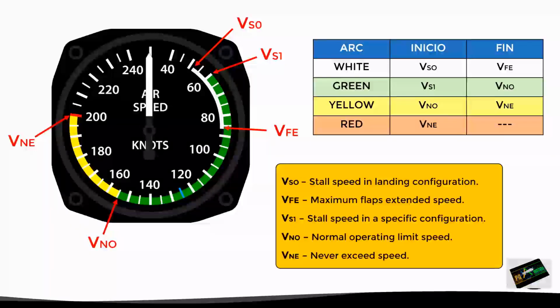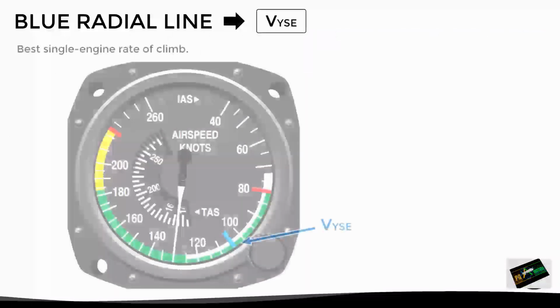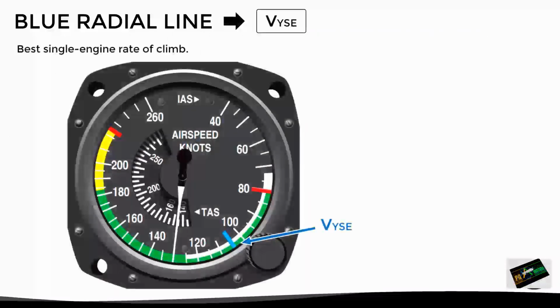Up to this point, we have seen what an indicator dial consists of in a single-engine aircraft. However, in twin-engine aircraft, we will find two additional markings. The first is the blue radial line, which represents the VYSE. This is the best single-engine rate of climb and is marked with a blue line as we can see in this example.